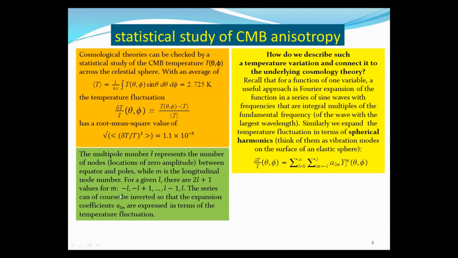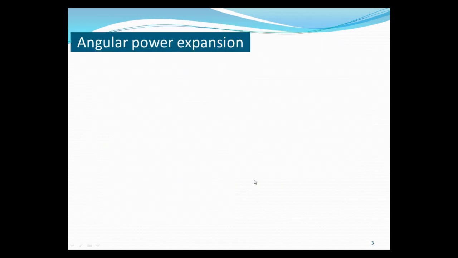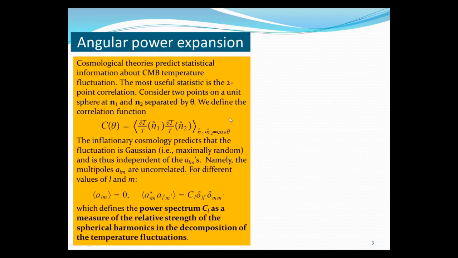The series can, of course, be inverted, so that the expansion coefficient a sub lm can be expressed in terms of temperature fluctuations. So the cosmological theory predicts statistical information about the temperature fluctuations. The most useful statistic is the two-point correlation.